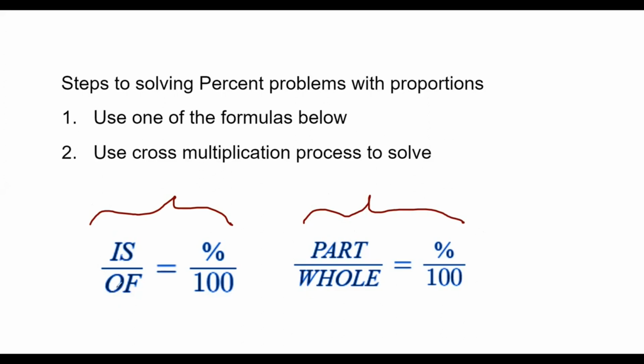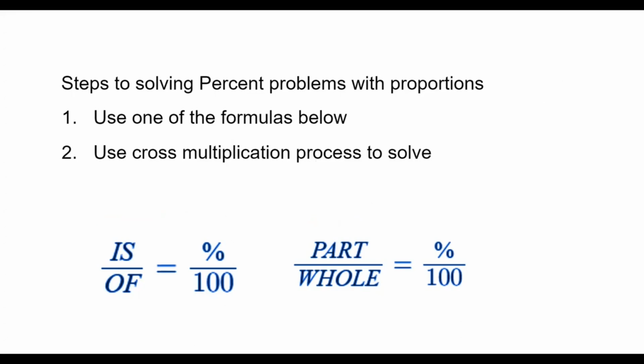Is over of. Is is usually the smaller number. Of is the larger number. In the second formula, we use the words part and whole. This sometimes is more helpful when you're trying to solve a word problem, and we'll go through some examples of that in a moment. After that, we're going to use cross multiplication to solve these proportions.